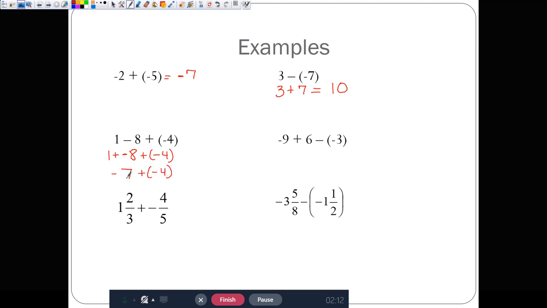Then we have negative 7 plus negative 4. We have two negative numbers, so our answer is going to be negative. And 7 plus 4 is 11, so our answer is negative 11.